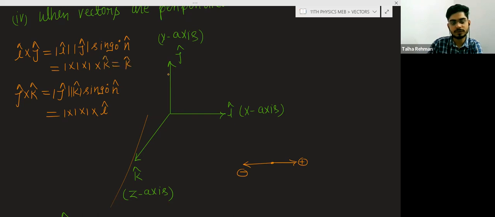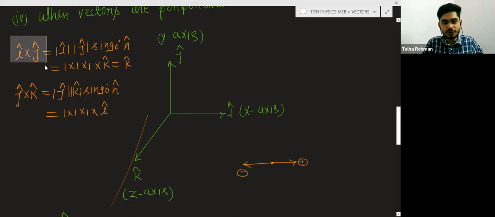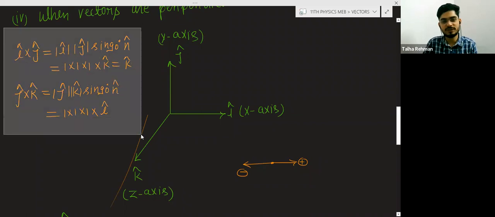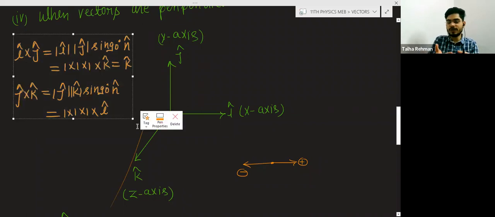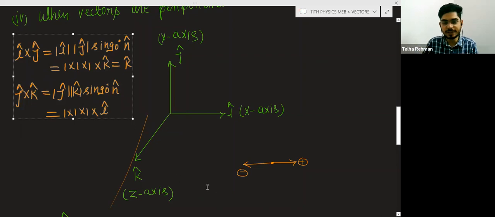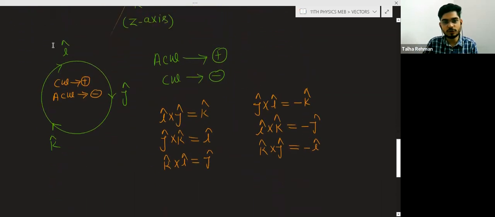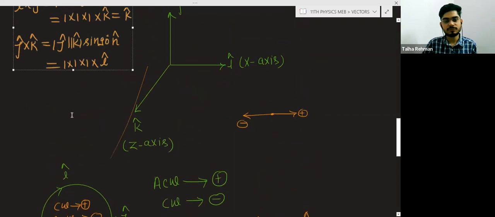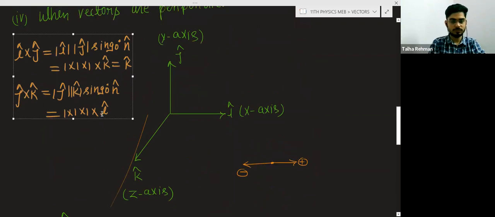Now got it, Divyangi? So if you want to calculate i cross j, j cross k, don't use this thing, because it will take time and you will have to apply the right hand rule again and again. It is better to just go with this method. Draw a circle and choose any direction positive, either anti-clockwise or clockwise. You will get the answer.